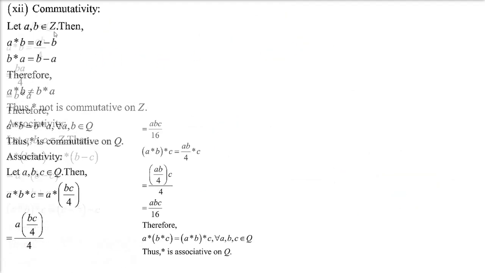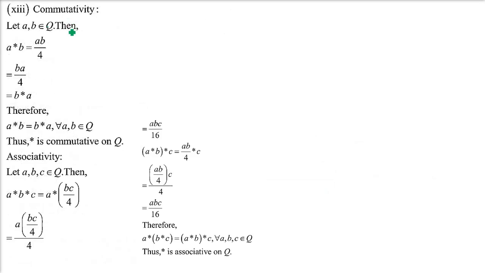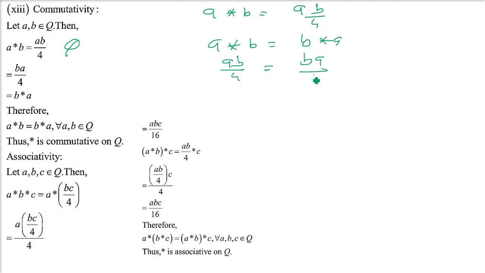Okay, the 13th one. Star on Q defined by A star B equals AB by 4. If you see the fifth part which we have just seen, it is almost similar. A star B is AB by 4, B star A is BA by 4, AB and BA are the same. So this is commutative.